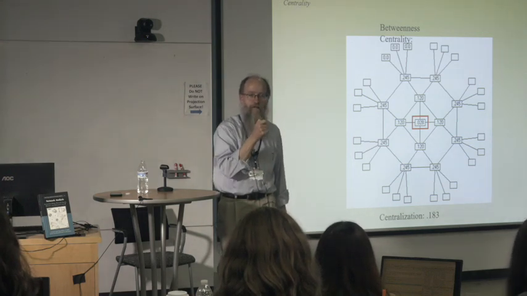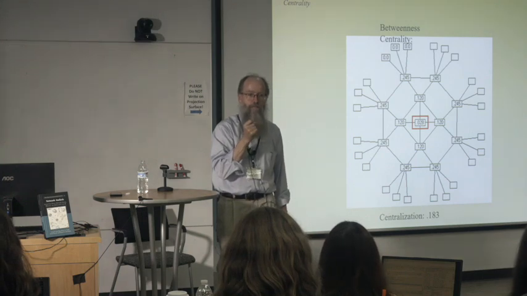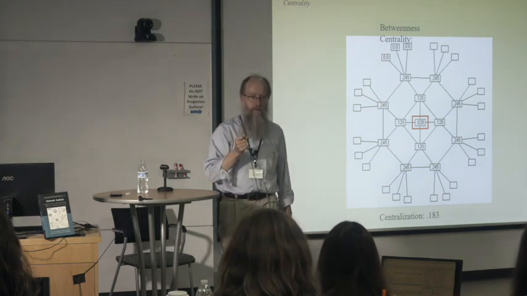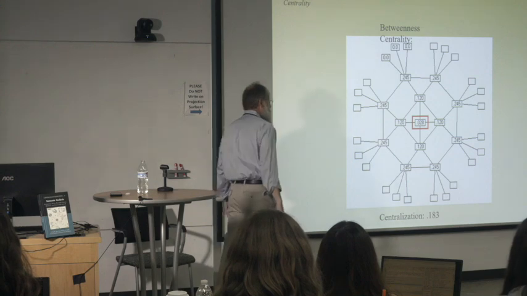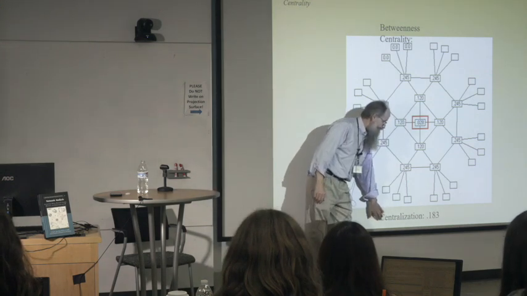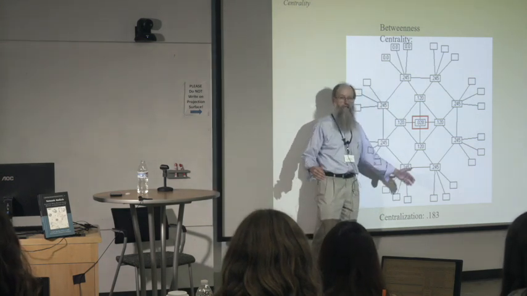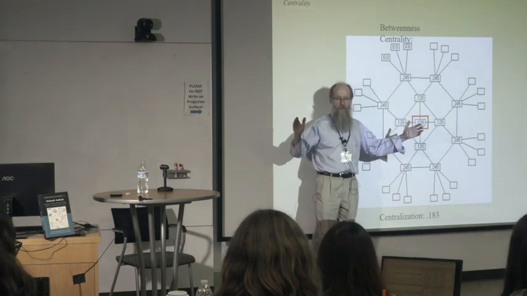And the centralization score at the bottom is a reference to the entirety of the network. They're just centralization. So the centralization says that this thing is about 18% between completely even and completely star-like.